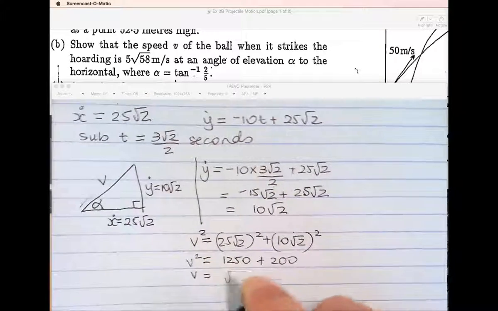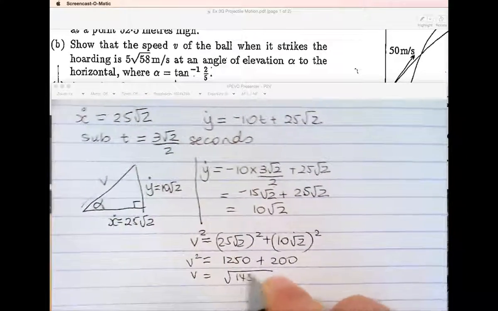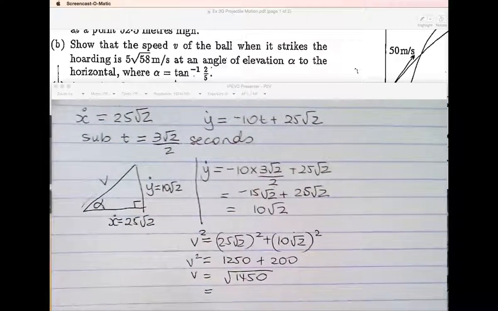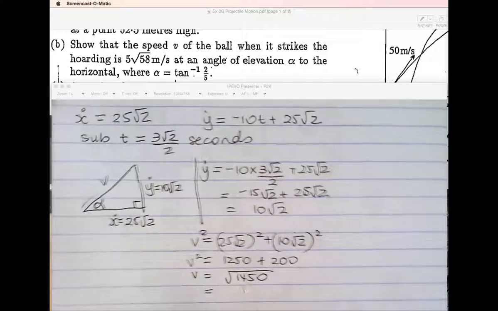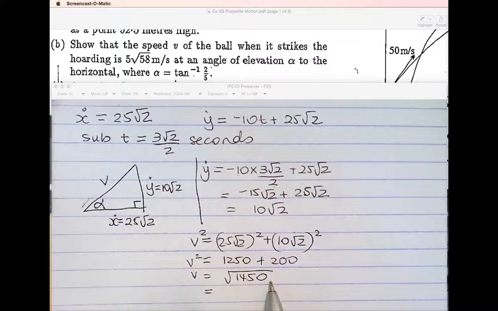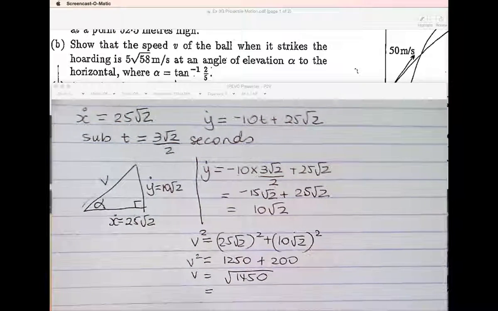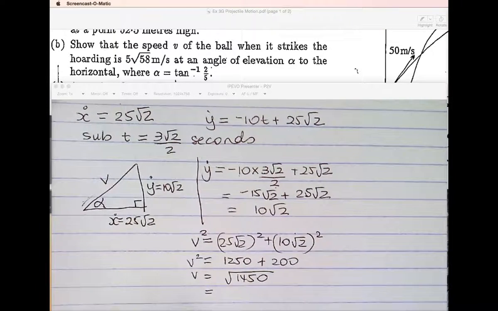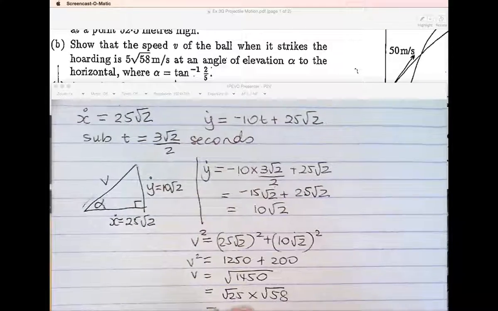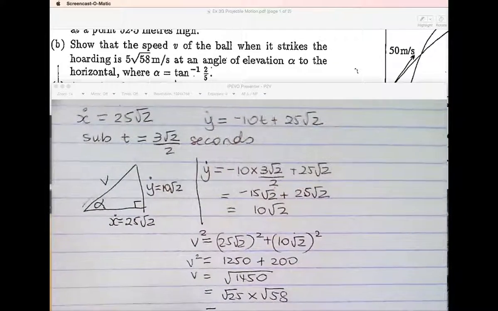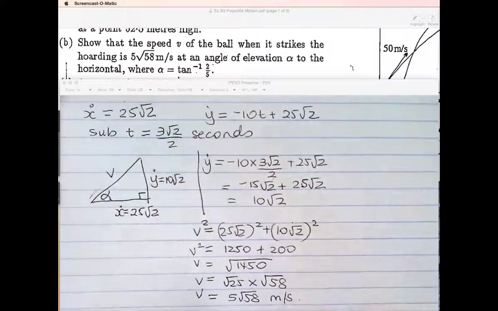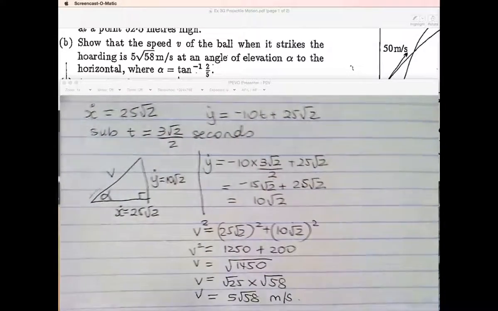So v is the square root of 1450, which is, now, see girls, they're saying show that it's that. What are you going to see? Which number? You're hoping what number goes into it? 25. So divide your number by 25 and let's hope you get 58. All right, so 1450 divided by 25, anyone? Root 58, which is meters per second. That's your velocity. Good.